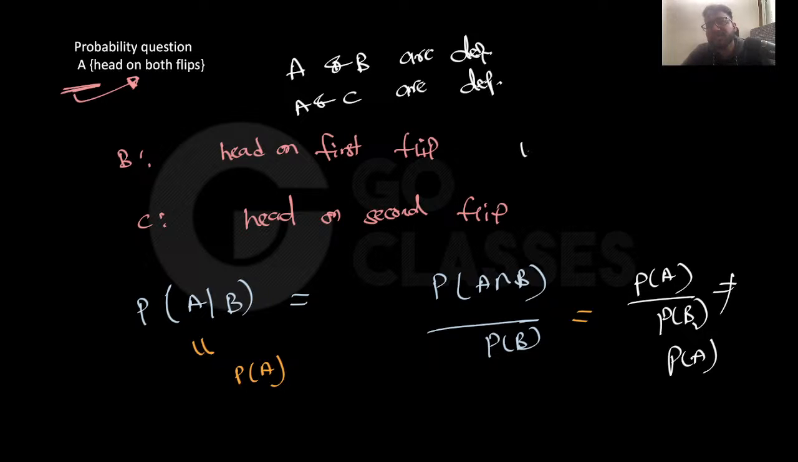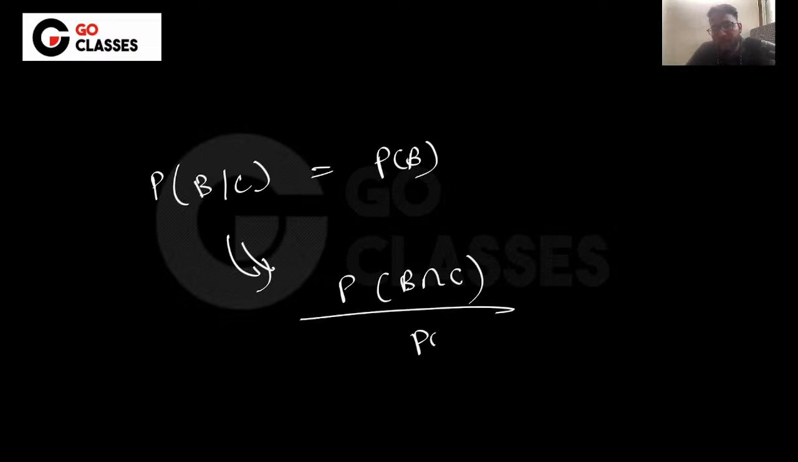Now, what about B and C? B and C are independent. Why? Because you can quickly check it like this also, maybe using the formula. It should be equal to probability of B. How? Let's check it out. It is probability of B intersection C upon probability of C, where it is saying head on the first and head on the second. By construction, the way we are designing the problem, these two are independent, right?